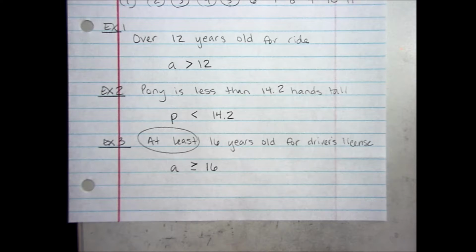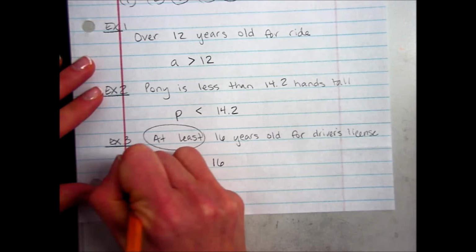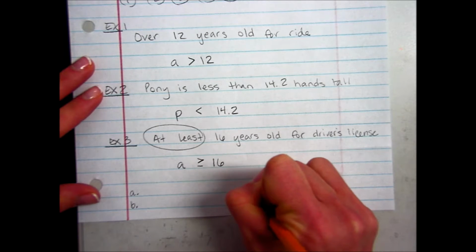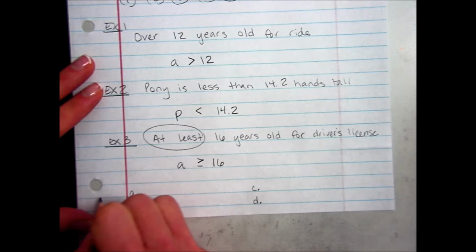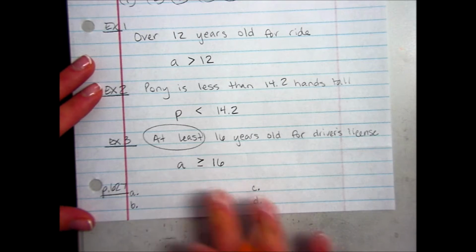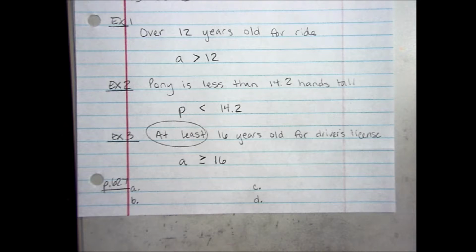Okay, I want you to try A, B, C, and D on your own. And those are on page 627. It's important that you attempt these on your own so that you can see if you're on the right track before we get to independent practice.